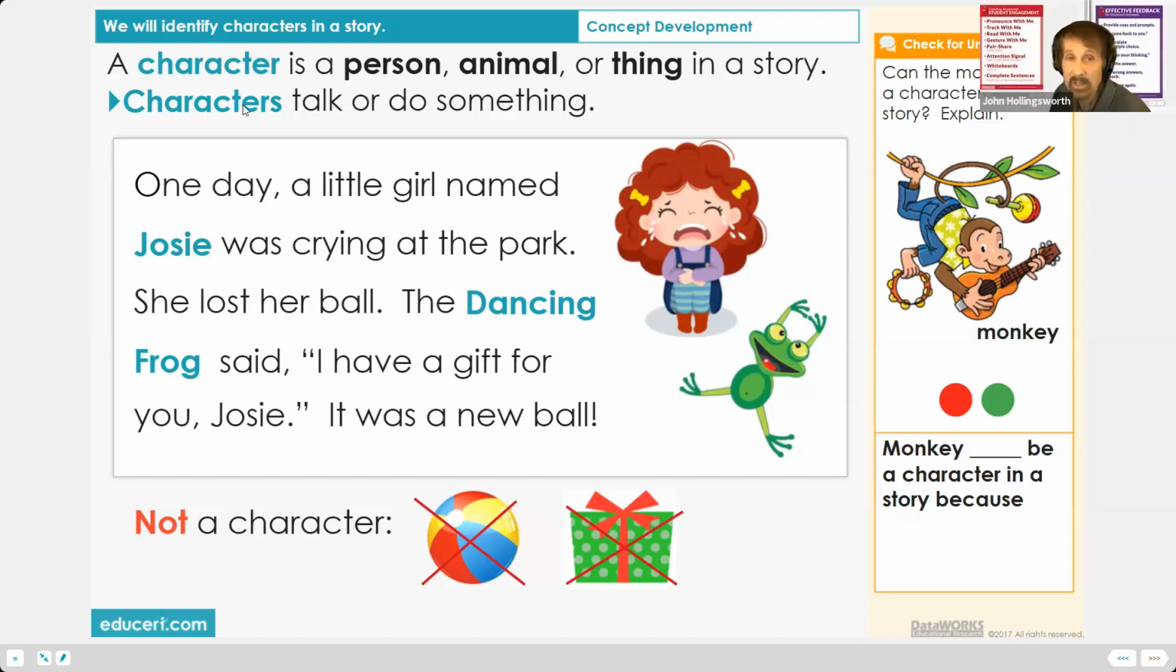Okay, let's do the first sentence. Let's read the sentence to your partner and do the gesture at the same time. Okay, show your partner. What's a character? A character is a person, animal, or thing in a story. Or do something. Characters talk. Yeah, let's do the second one too. Characters talk or do something. Wow, these gestures are great.